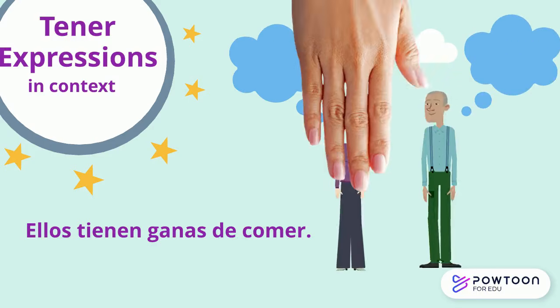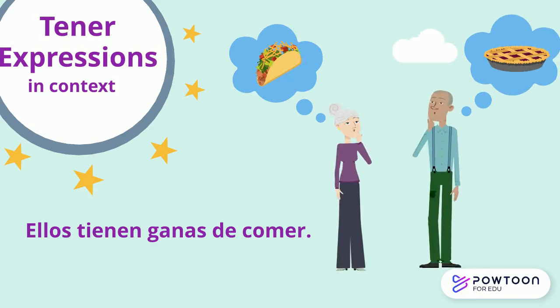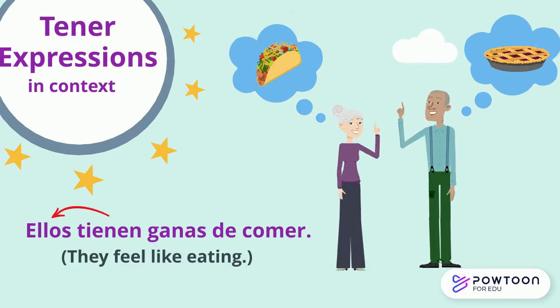Ellos tienen ganas de comer. They feel like eating. Notice that the verb tener is conjugated to tienen in order to agree with the subject ellos. Also, when using the phrase tener ganas de, it should be followed by a verb and its infinitive. For example, comer.